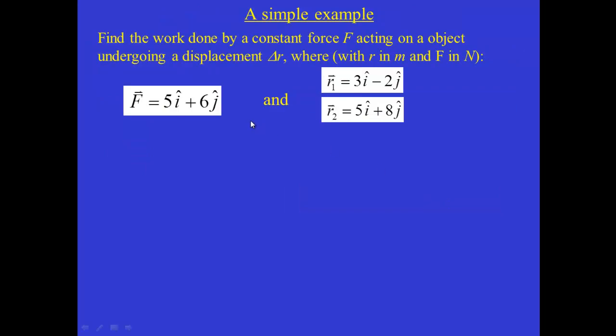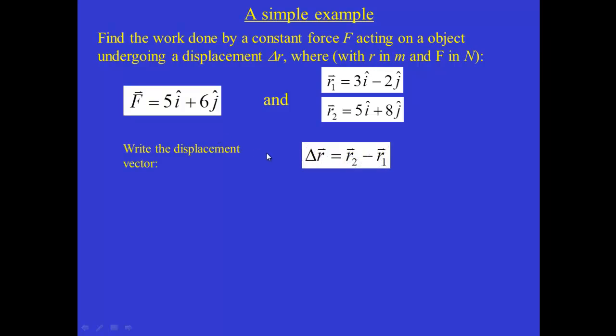And let me do a very simple example, but put it in the context of a physics problem. Find the work done by a constant force F acting on an object undergoing a displacement delta r, where the initial and the final position vectors are given here. And it says that we should assume that r is given in meters and the force is given so that those values 5 and 6 have units of newtons. So how do we do this?